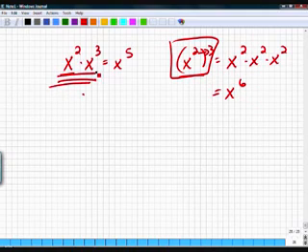If you have like bases, different exponents, you add them up to find out how many x's you have. And really you're doing the same thing here. To find out how many x's you have, 3 sets of 2 x's. So you have a total of 6 x's.